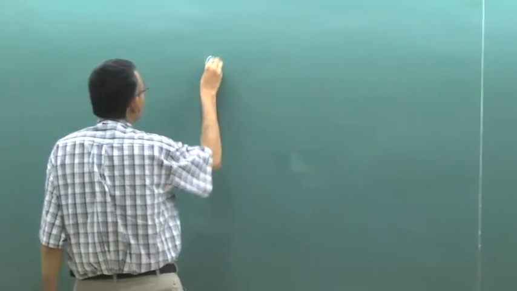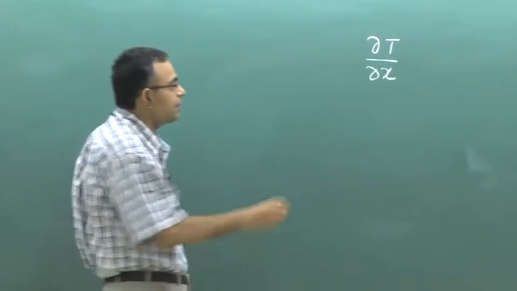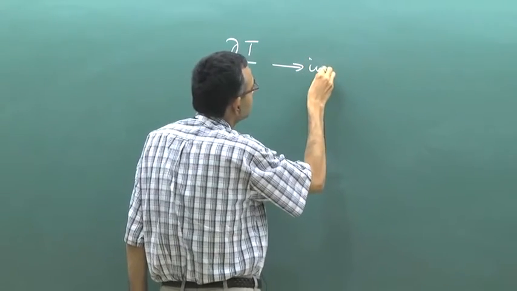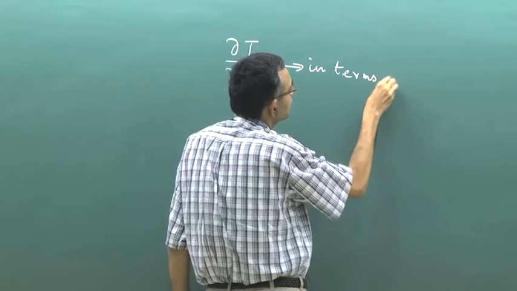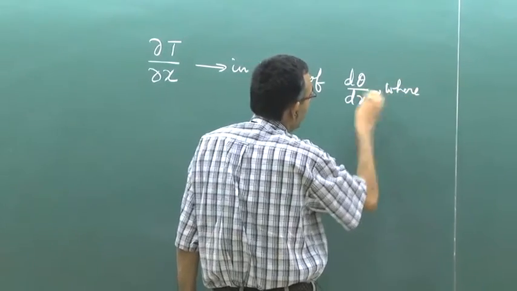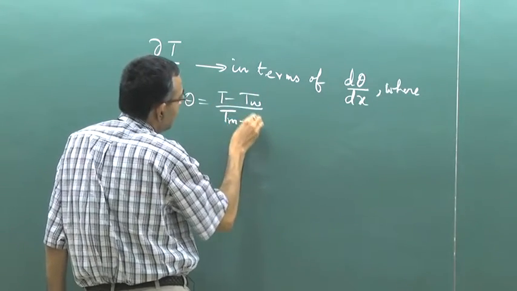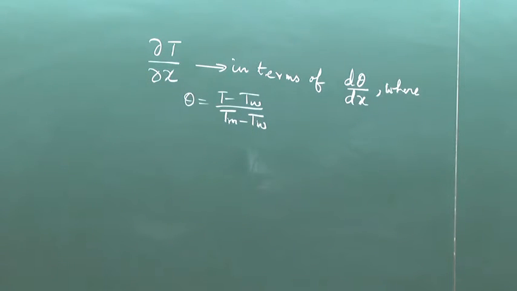Now we have seen that the term del T del x can be expressed in terms of d theta dx, where theta is (T minus T wall) by (Tm minus T wall). Sorry, in terms of theta and dTm dx.